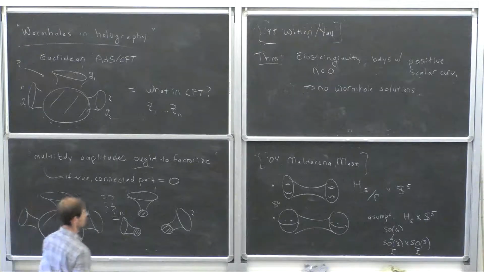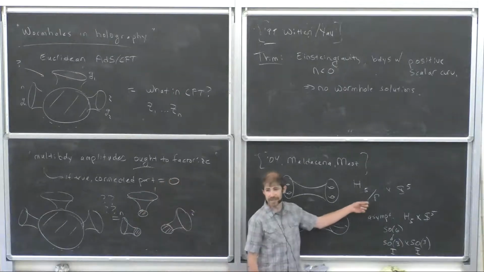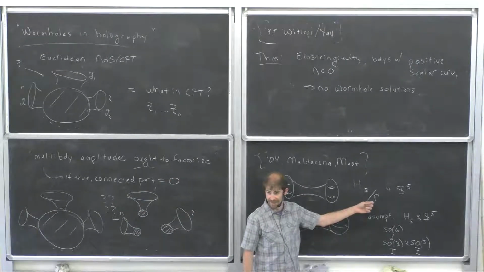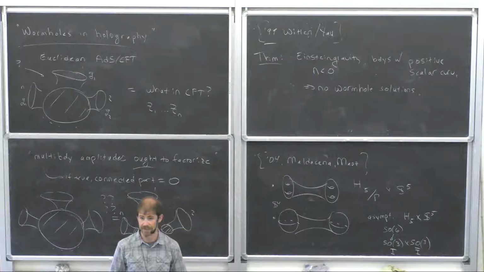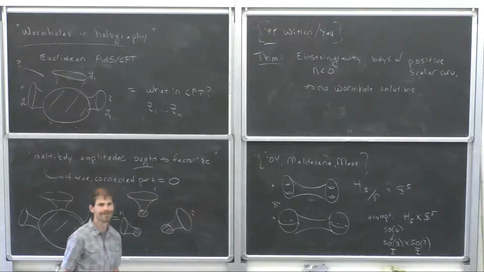But because all you did is an orbifold, you didn't change the Einstein tensor. You didn't change the curvature tensor locally. And so these are still solutions to Einstein's equations with cosmological constant. Perfect. Thank you. Yes?